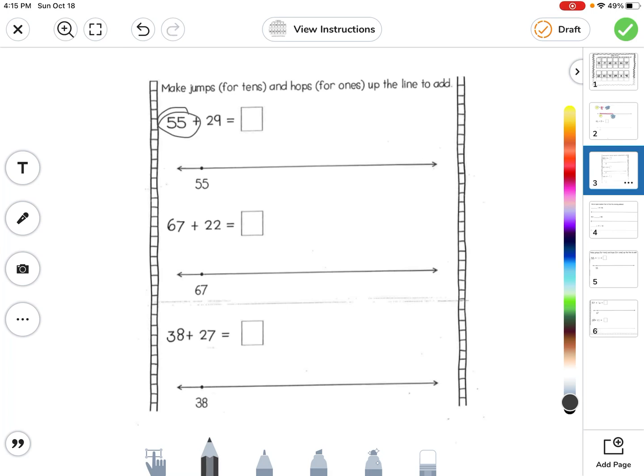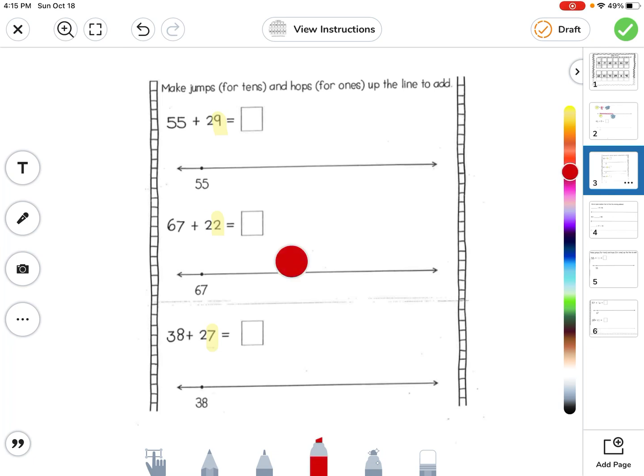So our greater add-in here is 55, and that is where we are starting. But then I have to add to that 29. If you remember, when we talked about our mental math strategies, we talked about highlighting our 1s in yellow. And so we're going to do that again. Highlight our 1s, and we can go ahead and do the whole page in yellow.